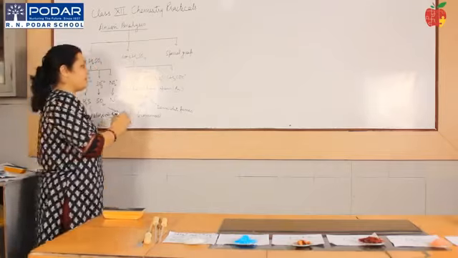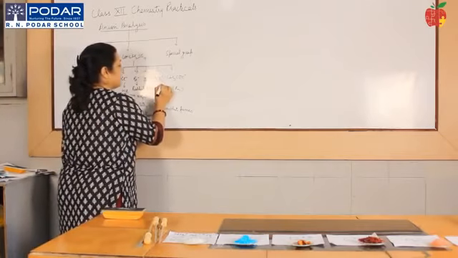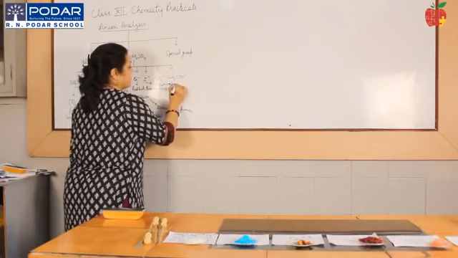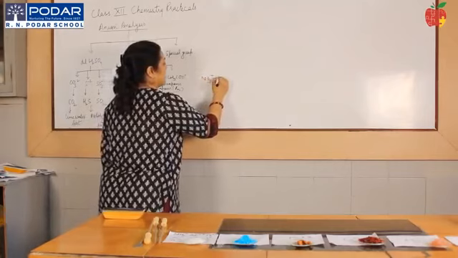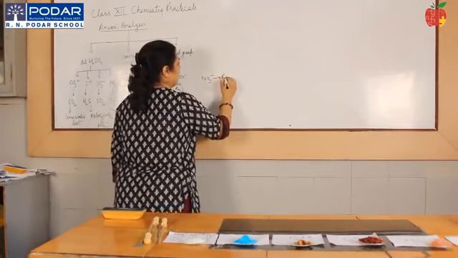In the case of iodide, you will have violet vapors being given out. For NO3-, the gas which is given out will again be reddish brown in color.